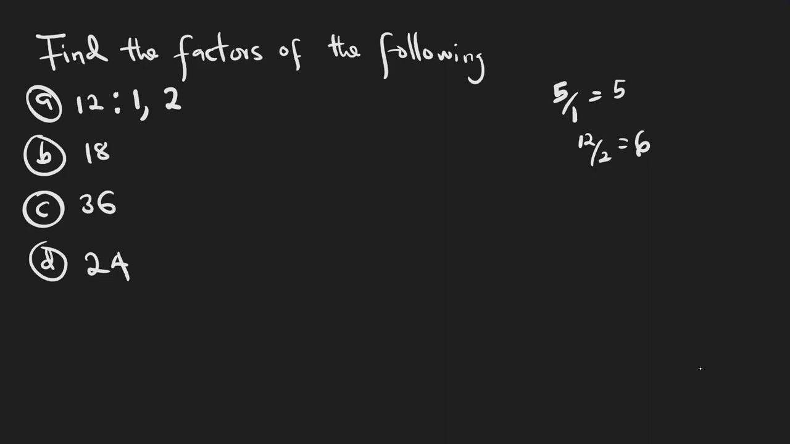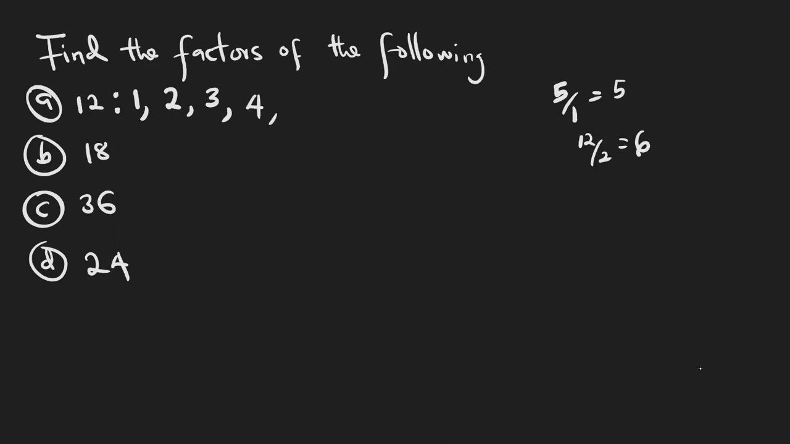Next one is 3. 12 divided by 3 is 4. So since it will give you a number without remainder, we say then 3 is a factor of 12. Next is 4. 12 divided by 4 is 3. So then that means 4 is a factor of 12.